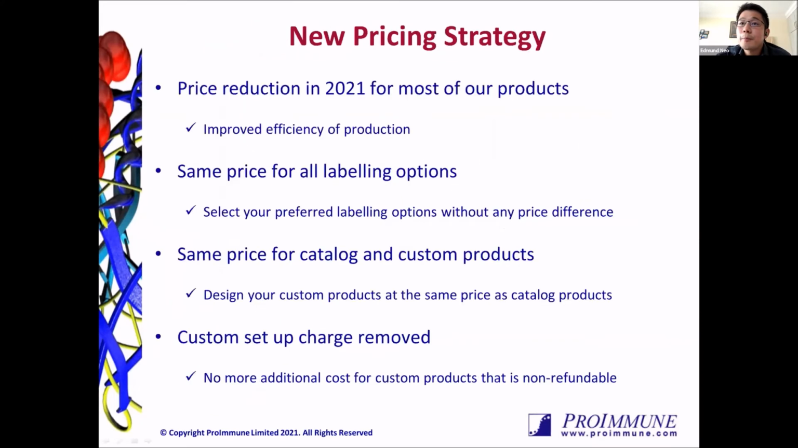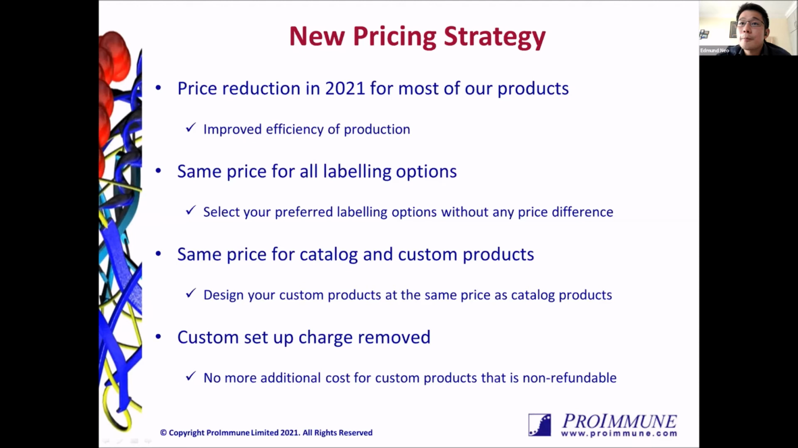So now I have good news to share with everyone today at this conference. For this year, ProImmune has decided to reduce price for most of our products as we have improved our efficiency in production, which allows us to be more competitive. The prices are the same across all labeling options that we can offer, so you can select your preferred labels at the same price. Prices for catalog and custom products are the same. Not only that, we have removed the custom setup charge, so there will be no more additional cost for custom pentamers. That was a non-refundable component in the past.